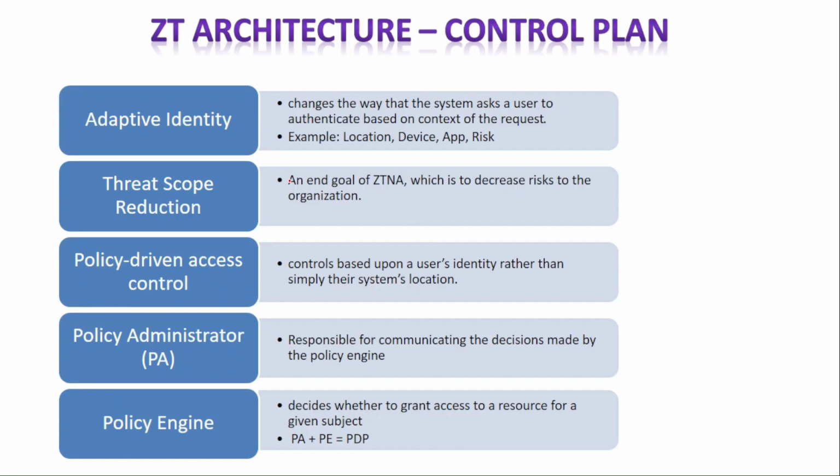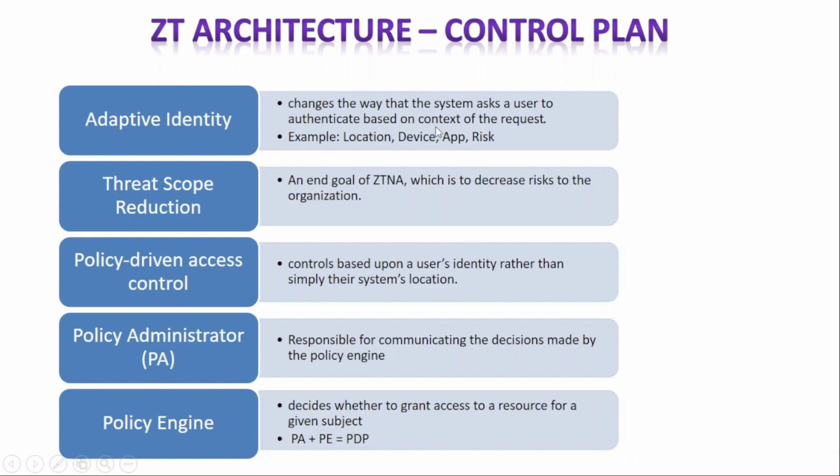So what is the control plane inside the zero trust architecture? Adaptive identity. It changes the way that the system asks a user to authenticate based on the context of the request. For example, location, device, app, and risk. What does this mean? That the identity is adaptive. If a location is changed, then the access may be forbidden. If a user or a device is inside X city or X country, he or she may be given access. On the other hand, if it is in the Y country, he or she may be denied the access.